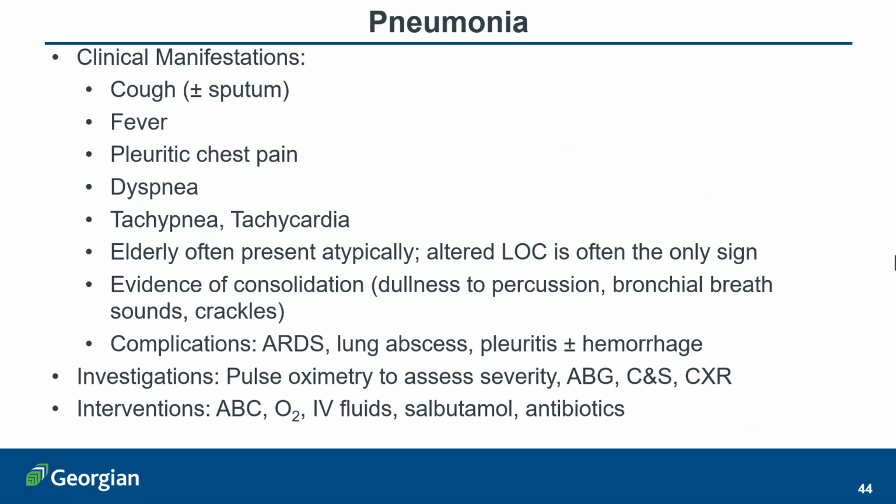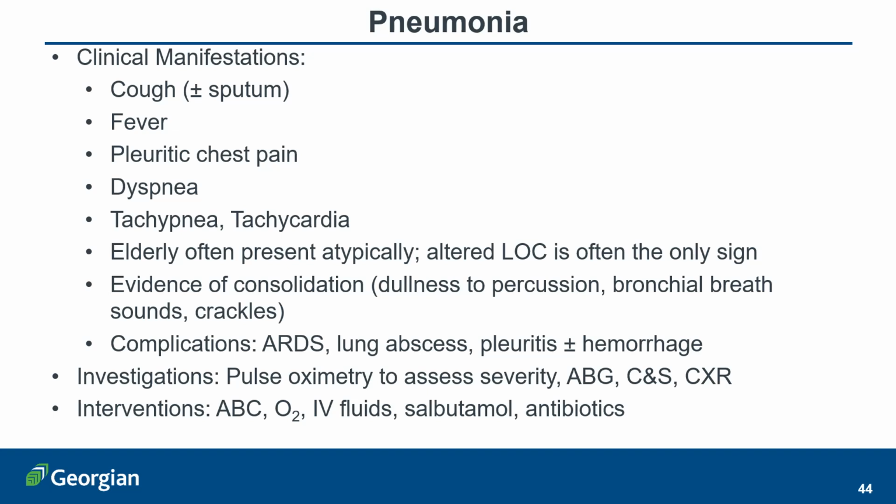In terms of the clinical manifestations of pneumonia, they include a productive cough, although sometimes it's not productive, a fever, pleuritic chest pain, dyspnea, tachypnea, tachycardia. Those would be compensatory responses. But the problem with pneumonia is that in the elderly, it often presents atypically. Oftentimes, an altered level of consciousness is the only sign.